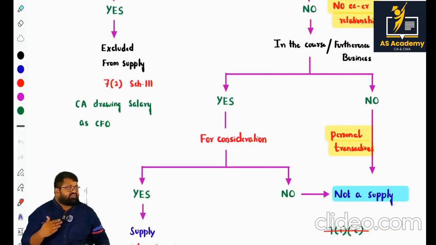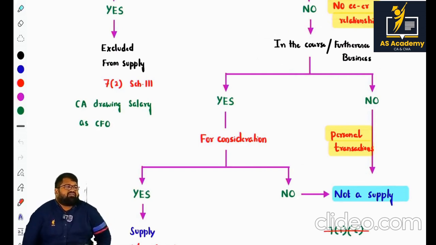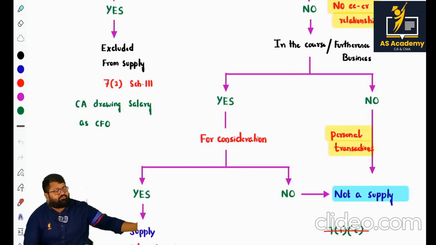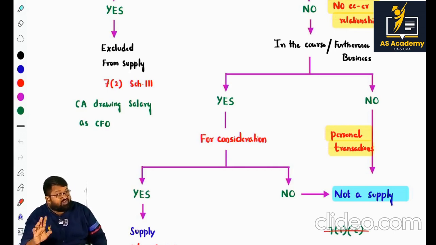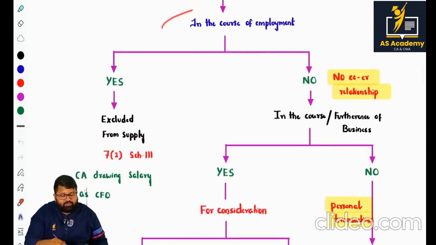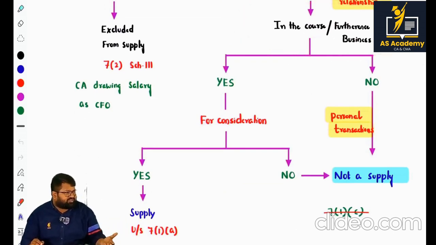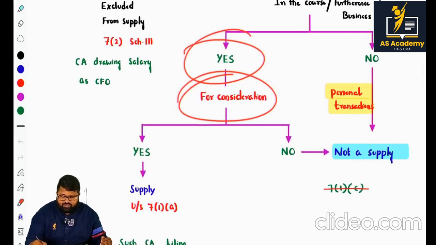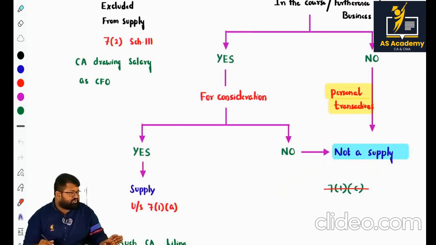His own business. For example, you are appointed as a CA, as a finance manager for the company. What is your basic responsibility? Finance manager, only financial matters. But you are giving some additional service, like audit, stock audit, or filing a return for the company, for consideration. So is it in the course of employment? No, it is not a course of employment. Here it is your business. Being a CA, doing returns is your business. So if consideration is present, then it is a supply under 7(1)(a). If there is no consideration, it is not a supply at all.